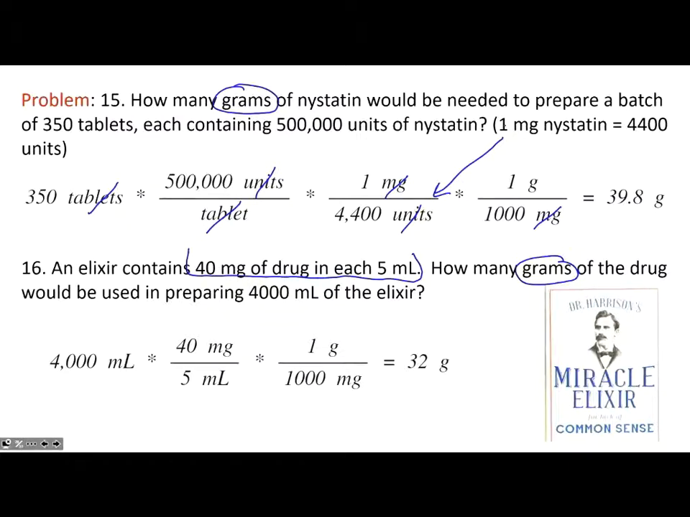But this is pretty straightforward. 4,000 times 40 milligrams per 5 mLs. That cancels milliliters. And then lastly, to convert from milligrams to grams, you basically divide by 1,000 and you get hopefully 32 grams. I put this one here. I love that picture, because if you miss that question, you might need a dose of the Dr. Harrison's elixir there. That was a pretty simple question.